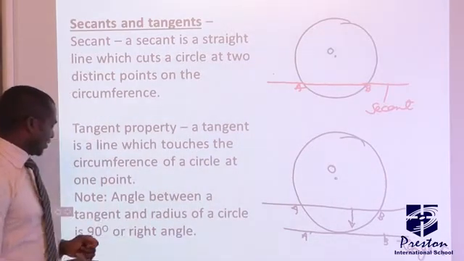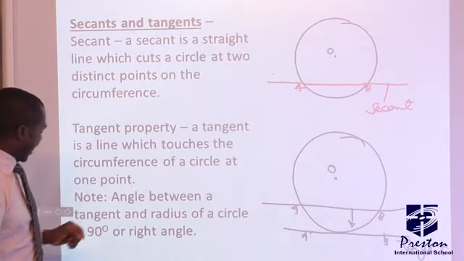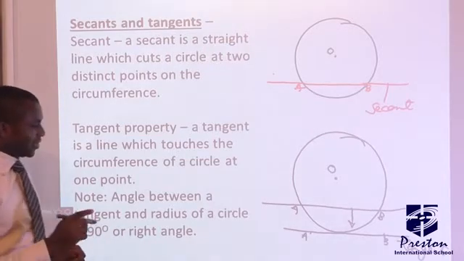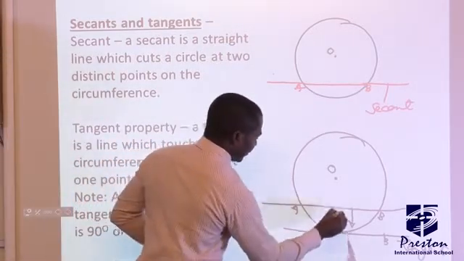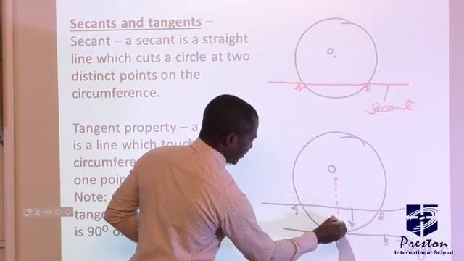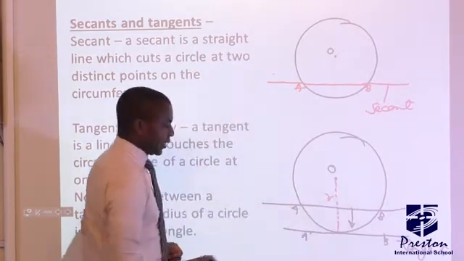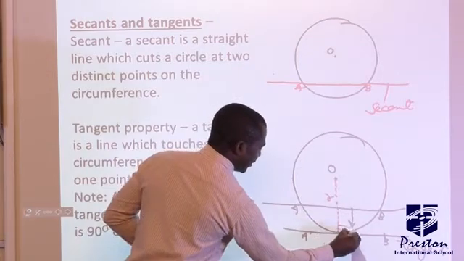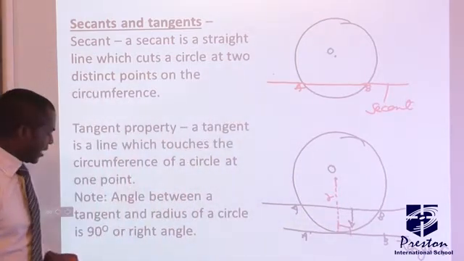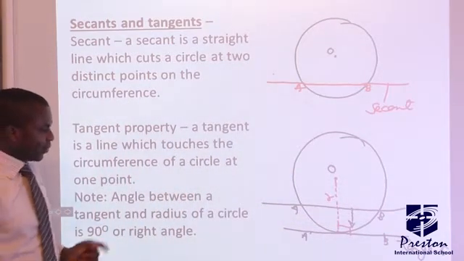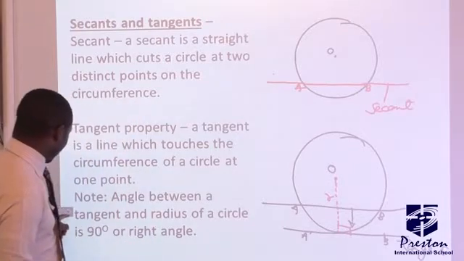Now, under tangent to the circle, you need to know this. The angle between a tangent and the radius. Now, if this is the radius R, the angle between the radius and the tangent is a right angle, or 90 degrees. Please take note of that because we are going to be using it.